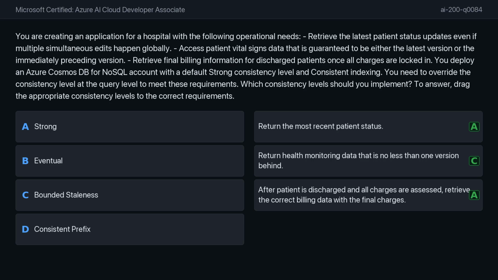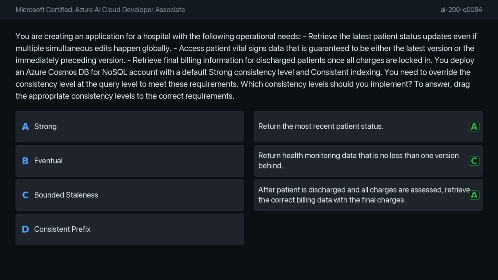For the second requirement, accessing vital signs data that is at most one version behind, the correct choice is bounded staleness. This consistency level is specifically designed to allow for a defined lag in data, ensuring that reads are not strictly tied to the latest version, but remain within a predictable, narrow window of freshness. This is highly efficient for monitoring data where absolute real-time sync is less critical than performance.